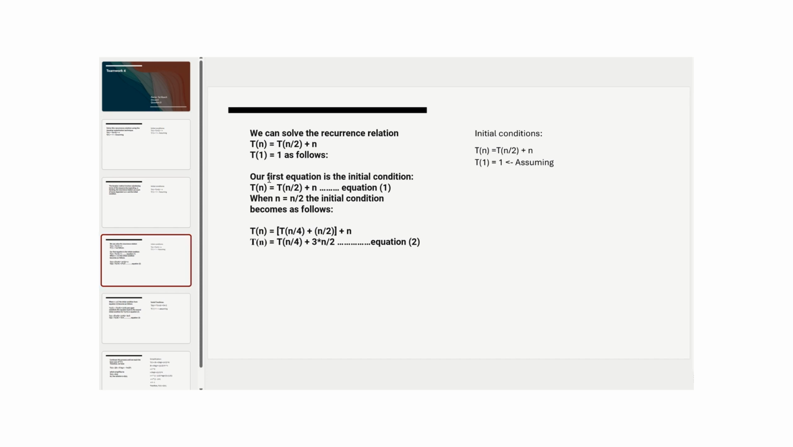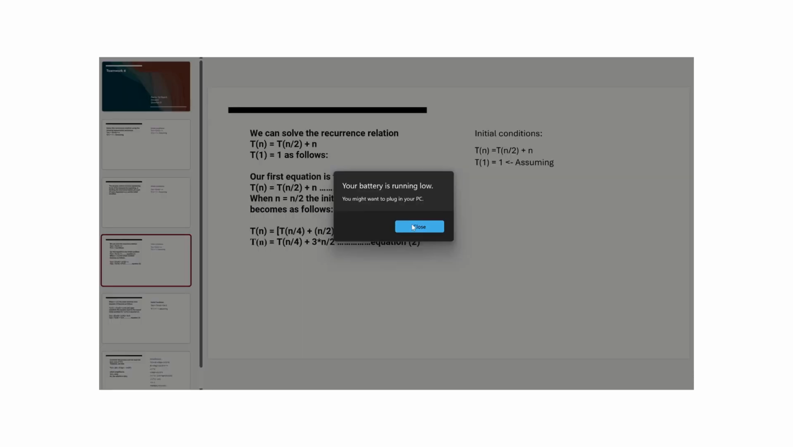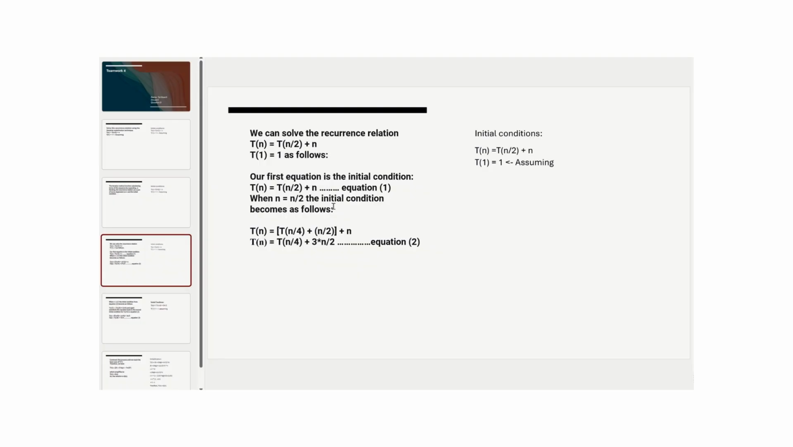as follows. So our first equation is the initial condition, which is T(n) = T(n/2) + n. And when n is equal to n/2, the initial condition becomes as follows: T(n) = T(n/4) + n/2 + n. Solving this equation, we have T(n) = T(n/4) + 3n/2. We call it equation 2.